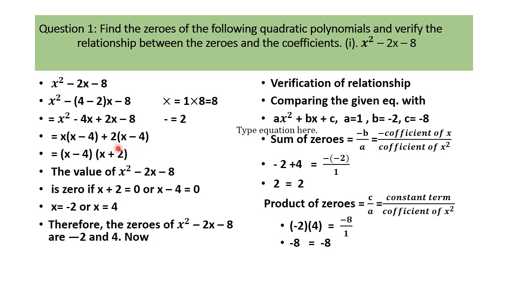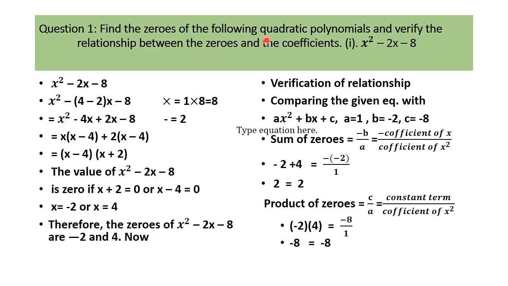Now we will take common x minus 4. Here we are left with x plus 2. Now these are the factors of this quadratic polynomial. Now we will find the two values from these. The value of this equation is 0 if x plus 2 is equal to 0, and from this we get x equal to minus 2. And when we take x minus 4 equal to 0, we will get x is equal to 4. These, minus 2 and 4, are the zeros of the given quadratic polynomial.